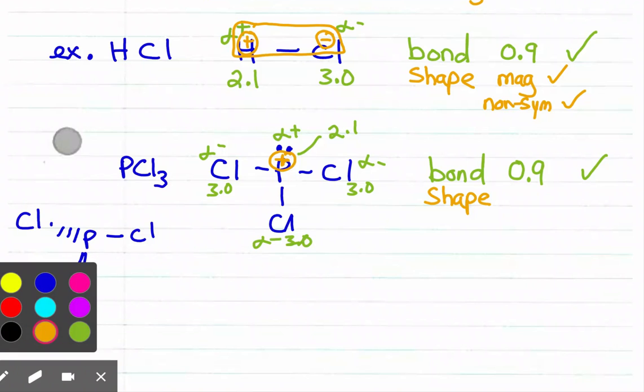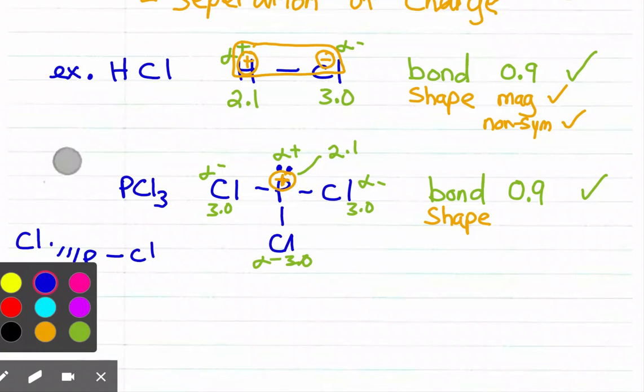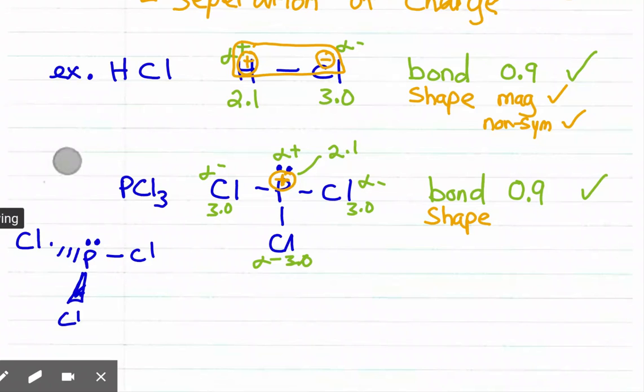So our center of positive, I need to get my lone pairs here. There we go. They're important. My center of positive charge is right on top of my phosphorus. But this is a pyramidal shape. So the center of negative is actually directly below the phosphorus. They're not in the same place.